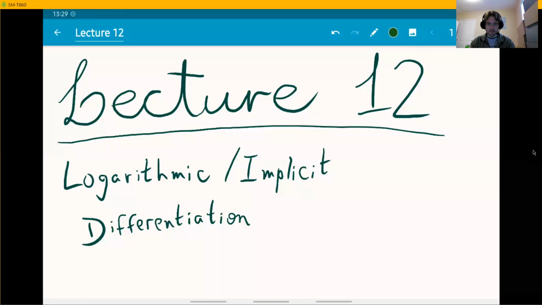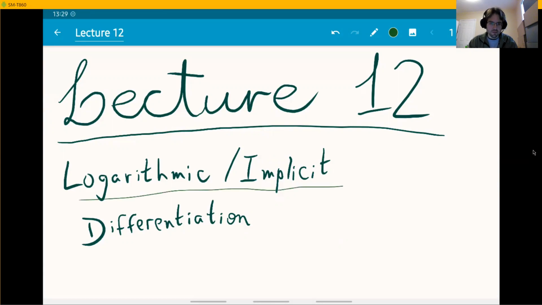Hello, welcome to lecture 12, topics of logarithmic and implicit differentiation. These are, if you think about it, you may think these are different types of differentiation, but it's actually not. We're still talking about taking derivatives, but in different contexts, and we'll see what they are about. We're going to start with logarithmic.